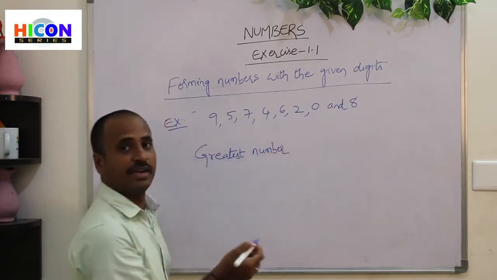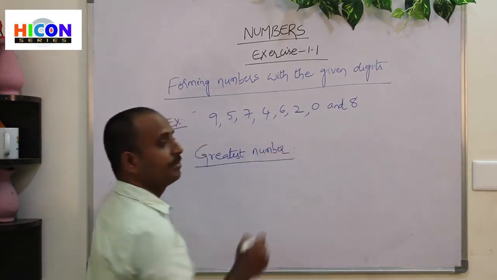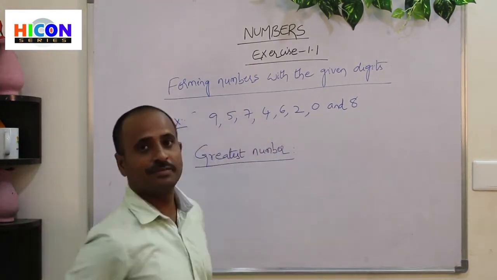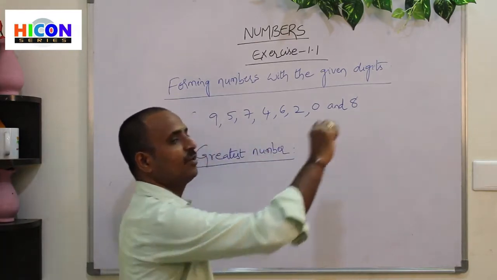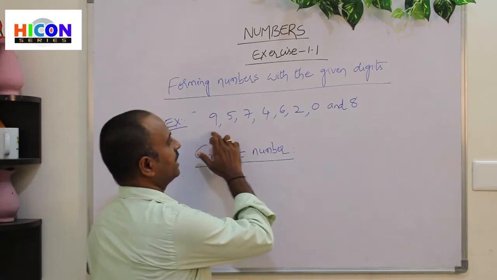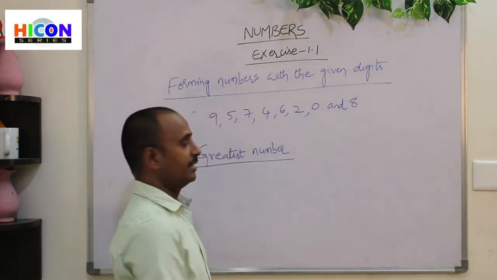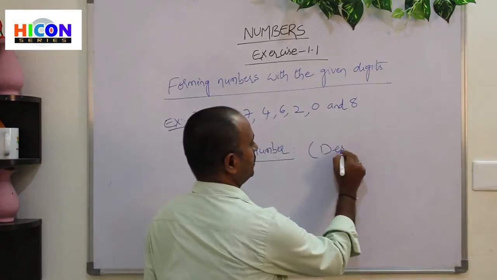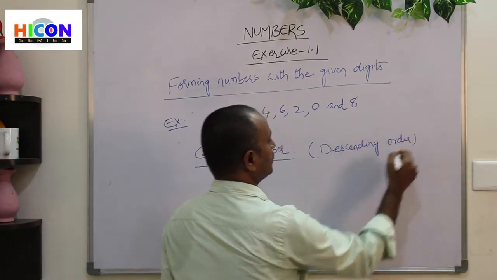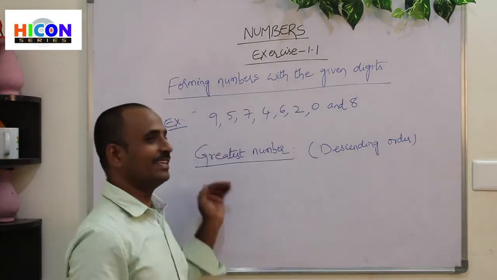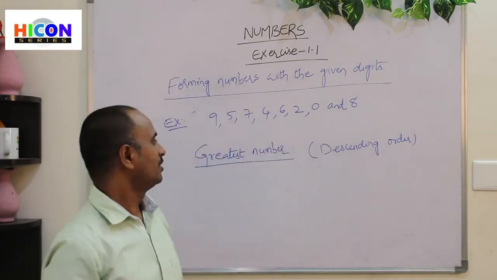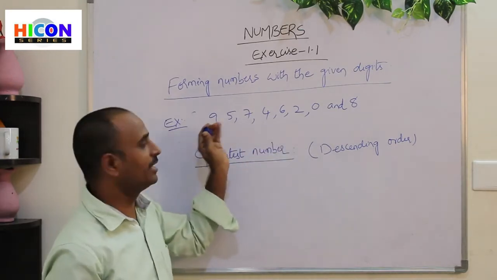So how can we form the greatest number? The greatest number can be obtained by arranging the given digits from greatest to smallest, that means in descending order. Now arrange the given digits in descending order, that means from greatest to smallest. So let us arrange the given digits from greatest to smallest.